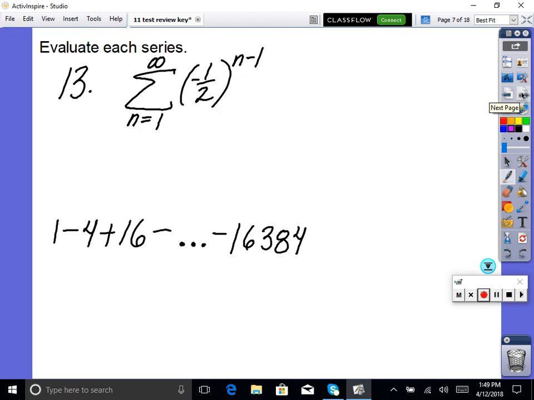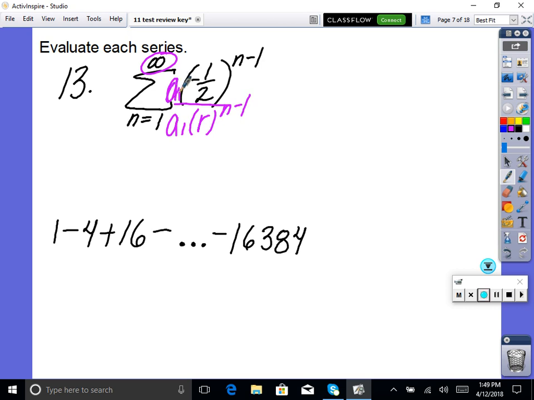It says evaluate each series. So the first thing I want you to recognize is this is infinite. If it's infinite, we have to make sure it's not arithmetic. Arithmetic infinite, we can't find the sum. But it's not. It's geometric. How do I know? Because look at the formula here. It's a sub 1, sorry, I should have written below it, a sub 1 times r raised to the n minus 1.